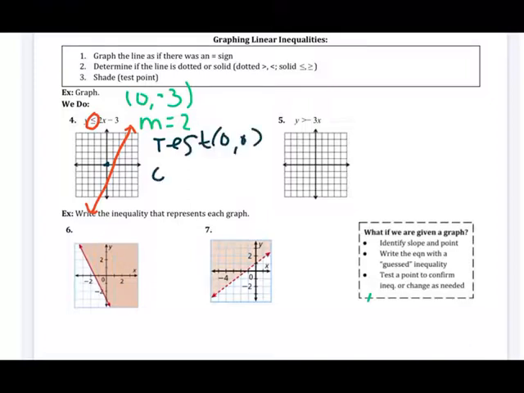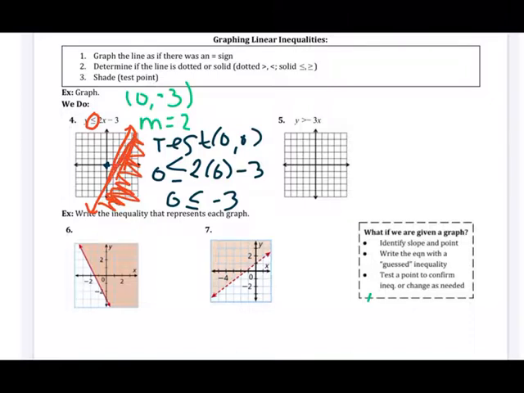I'm going to test and see, does (0, 0) actually work when I plug it in? So here we go. 0 less than or equal to 2 times 0 minus 3. Is 0 less than or equal to -3? Well, that's not true, which means this point that I graphed should not be in the shaded area, which means I need to shade the other side. So my initial thought was right. I'm going to add some shading on this side of the line, and that's my solution.